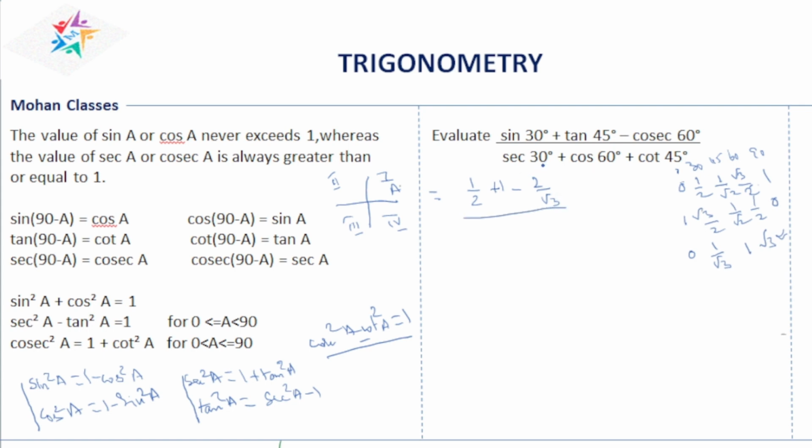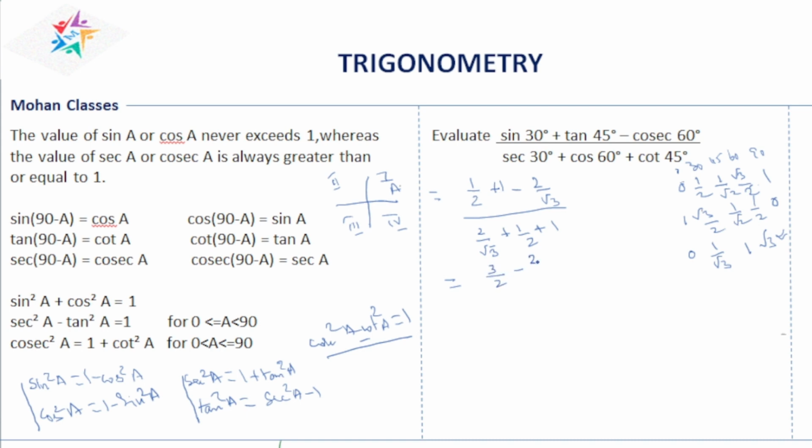Secant 30. Secant 30 means 1 by cos 30. Cos 30 is root 3 by 2. So, if you are reversing it, 2 by root 3 plus cos 60. Cos 60 is 1 by 2 plus cot 45, 1. Understand? So, now what is the LCM of the numerator? 1 plus half, 1 and a half.